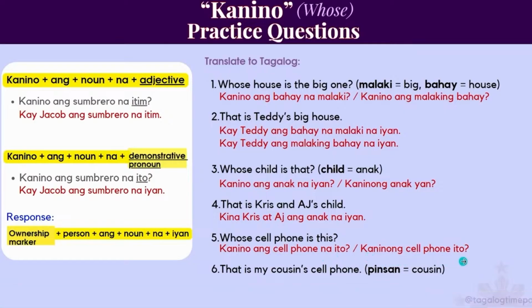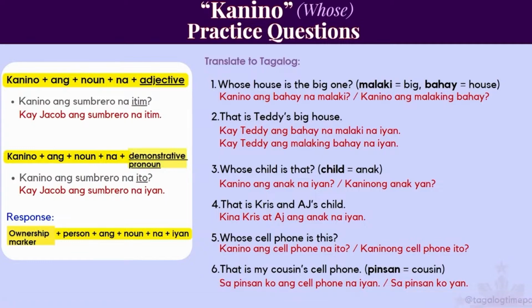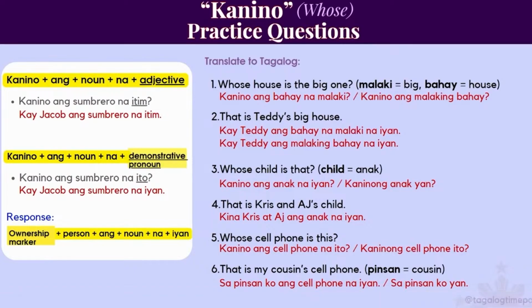"Kaninong cell phone ito?" And then the response, that is my cousin's cell phone. Cousin in Tagalog is pinsan. "Sa pinsan ko ang cell phone na iyan." I want to point out sa is the ownership marker that you use because it's not a specific person, right? The person is unnamed. So "sa pinsan ko ang cell phone na iyan." Or just in common conversation, you might hear, "sa pinsan ko yan." Or even the shortest answer, "sa pinsan ko."